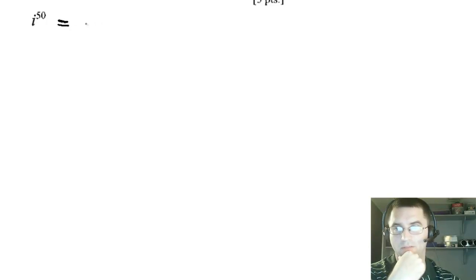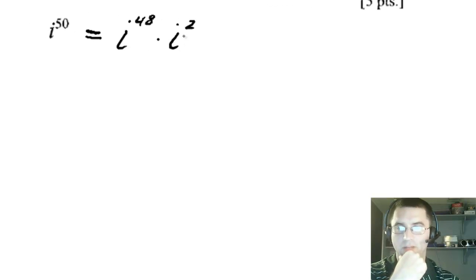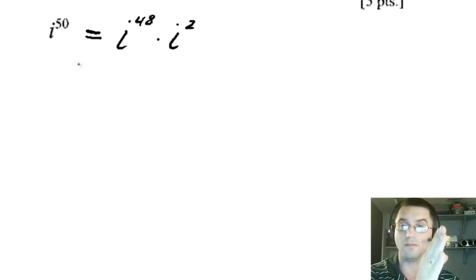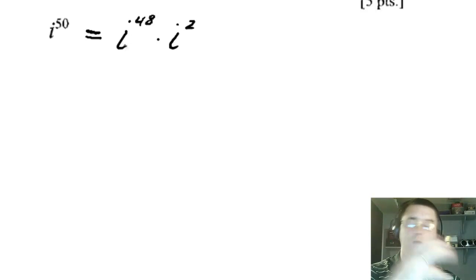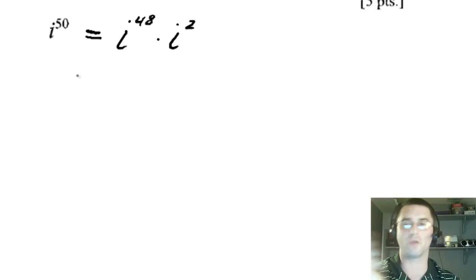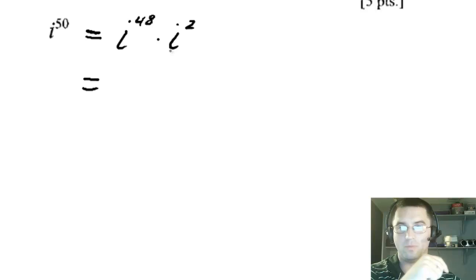So I to the 50th is I to the 48 times I squared, because if the bases are the same, you can add the powers. You can think of I to the 50th as being 48 i's in a row and then 2 more after that. Well, I to the 48th is a multiple of 4 power. That's hard to say. I to the 48th is 1. And what's 1 times anything? Itself. So this is really I squared. And what's I squared? It's negative 1.